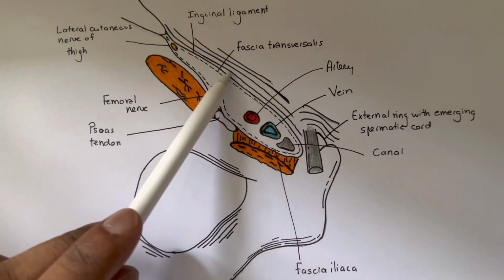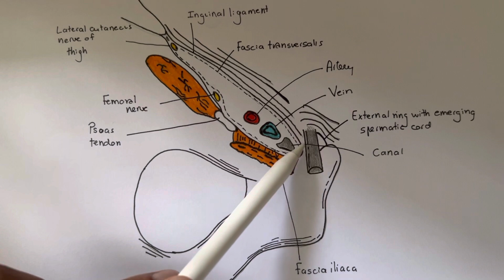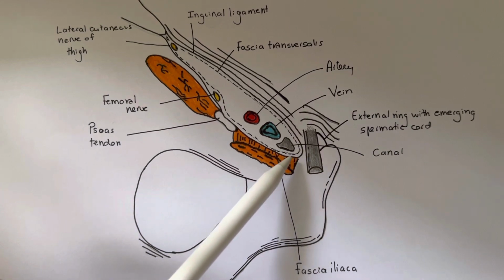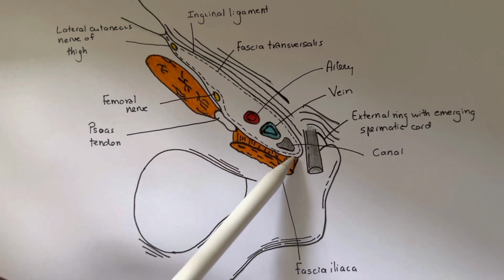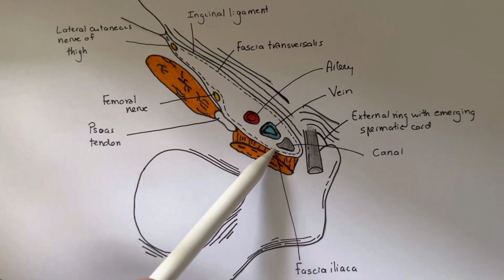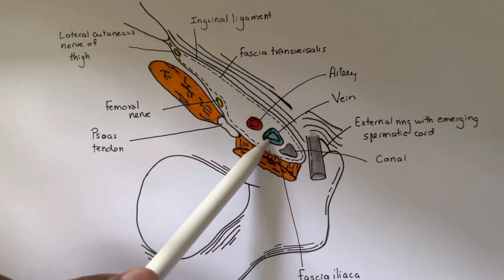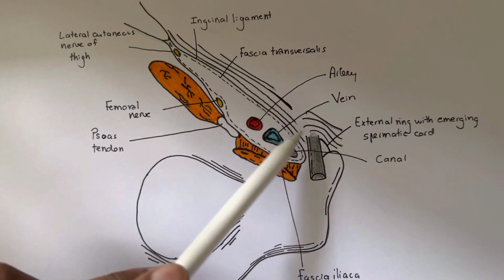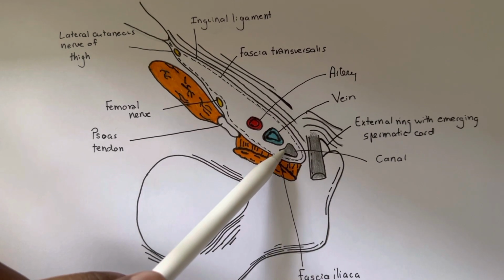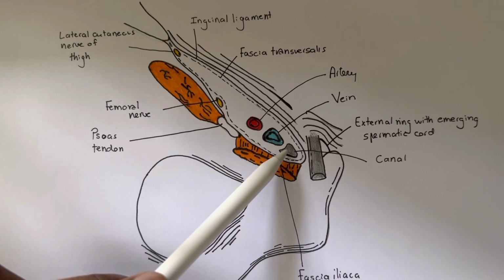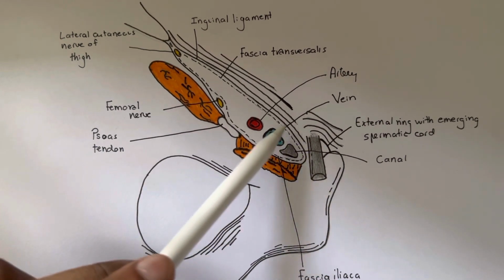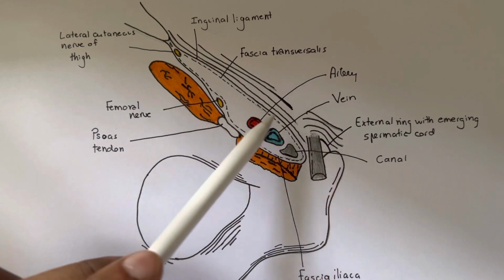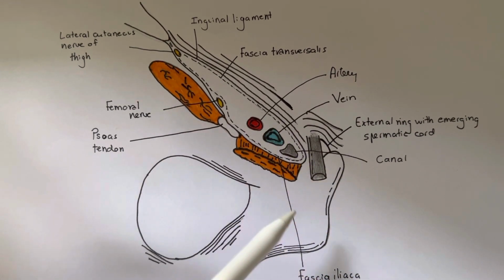So superiorly, you have the inguinal ligament. Medially, the lacunar ligament. Underneath, inferiorly, you have the pectineal fascia or ligament, the pectineal ligament. And laterally, you find the femoral vein. Okay, so those are the surrounding structures. Now, the femoral canal has inside something called the Cloquet's gland, also known as the lymph node of the femoral canal. Okay, but why do we need a femoral canal? What is the functionality of the femoral canal?